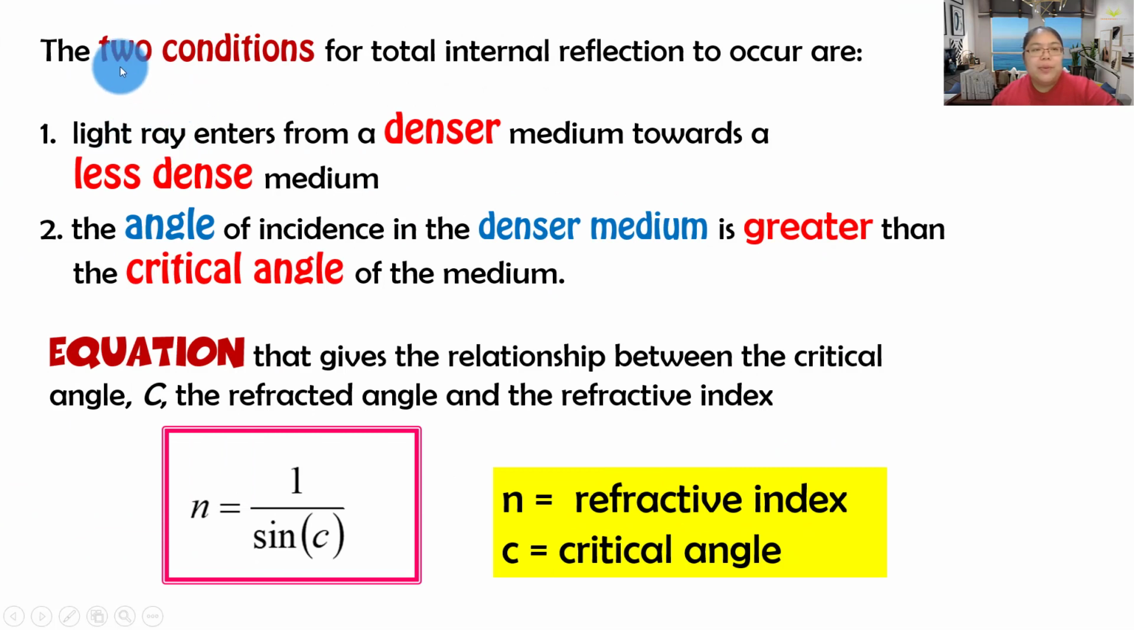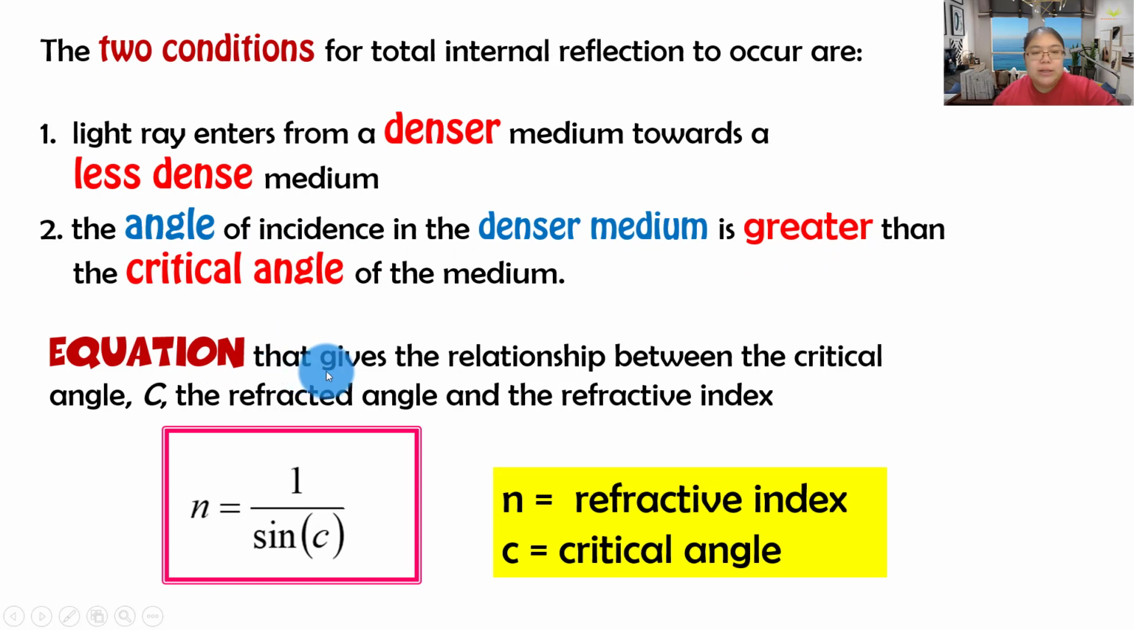Okay, so from here I repeat again. The two conditions for total internal reflection to occur: the first one is the light ray goes from the denser to the less dense medium. Number two, the angle of incidence in the denser medium must be greater than the critical angle.